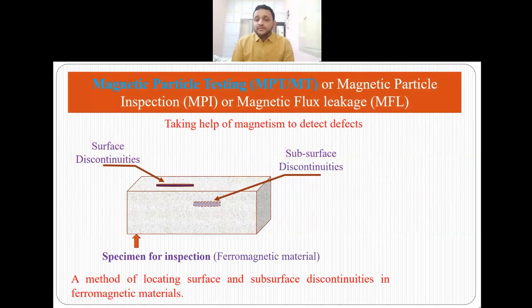Magnetic particle testing, or magnetic particle inspection, or magnetic flux leakage, all are one and the same. Here, we take the help of magnetism to detect defects. Since we are using magnetism, we can only detect defects present in a material which can be magnetized. That is why only ferromagnetic materials can be inspected using this technique. Also, we can only detect surface and subsurface discontinuities. We cannot detect any other kind of discontinuities using magnetic particle testing.